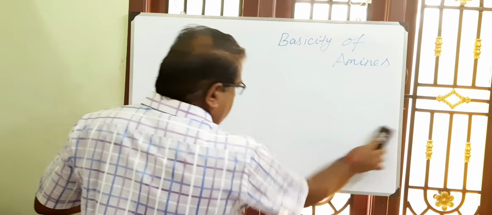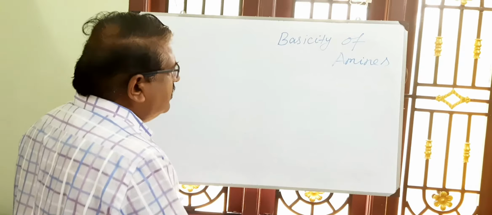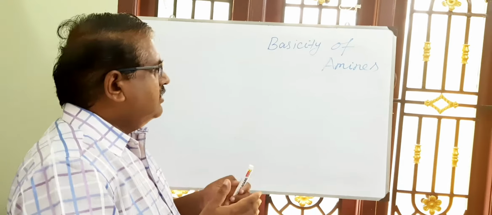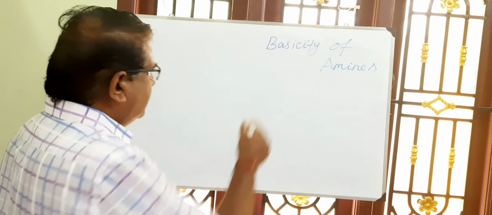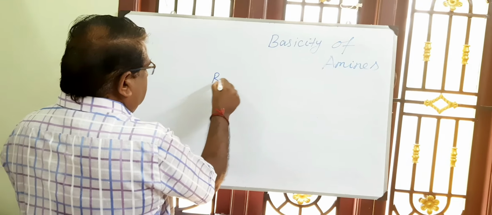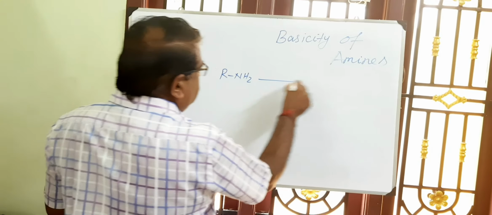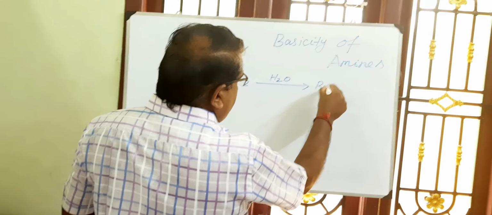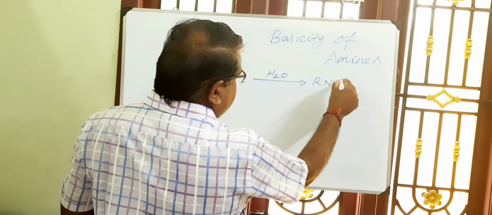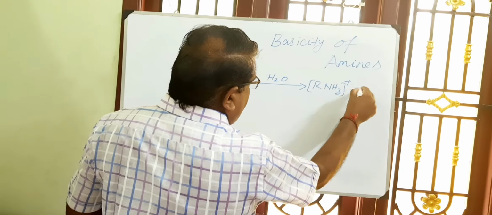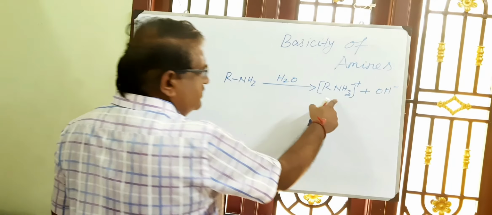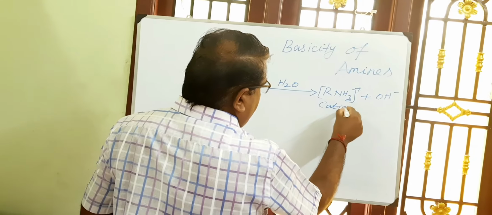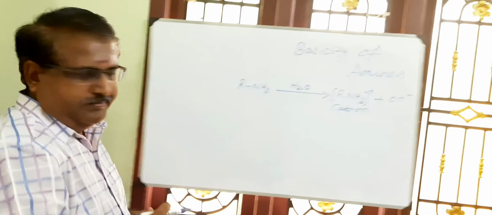The basicity tells about the ability of amines to form their cation salts upon reacting with acids. Now let us consider the reaction. RNH2 in the presence of water becomes RNH3 plus and OH minus. This is the cation salt of this amine.